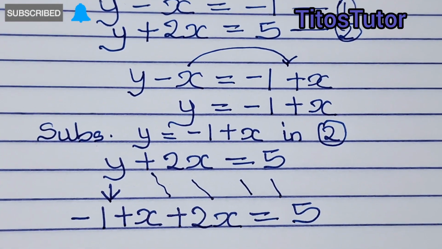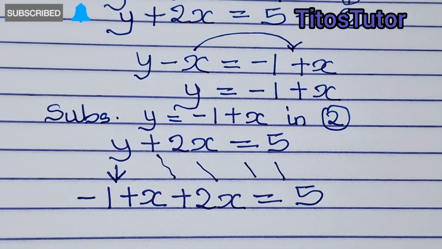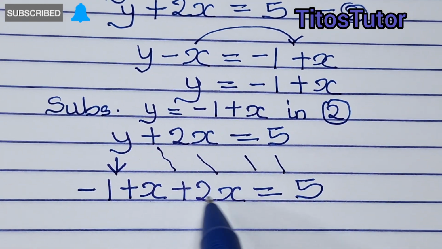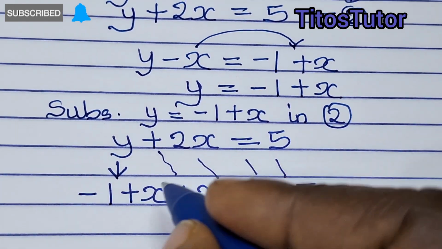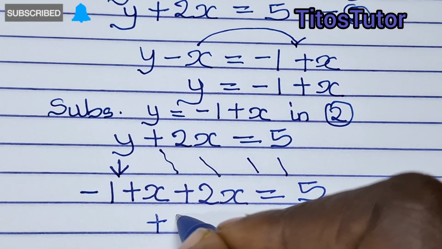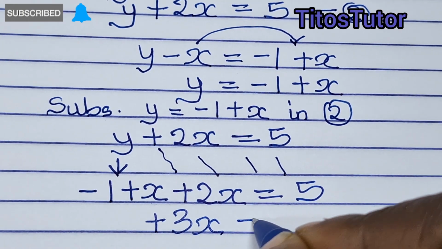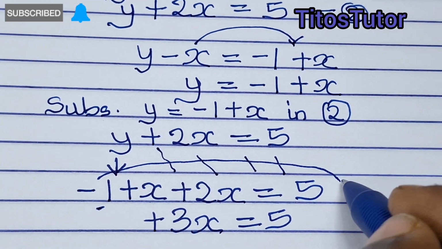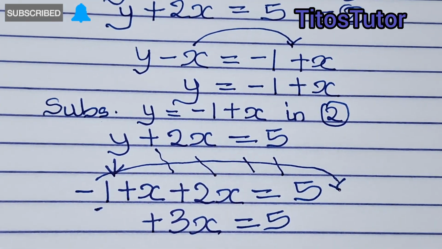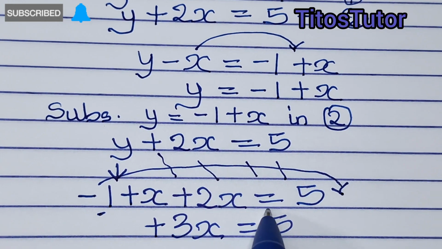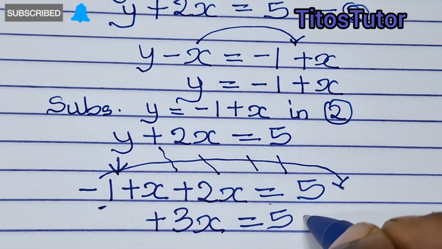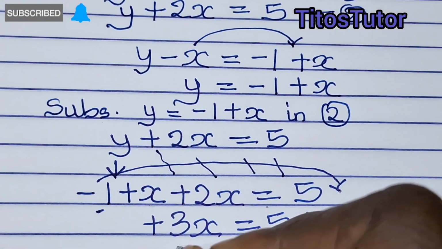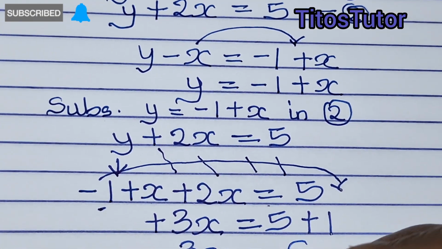So now can you see I have only x in my equation, so I can actually find the value of x now. So these two are like terms. x plus 2x is 3x is equal to 5. Can you see this -1 is going to come and join 5, because 5 and -1 are like terms, but because it is crossing an equal sign, it changes from -1 to +1, right? So here we have 3x is equal to 6.